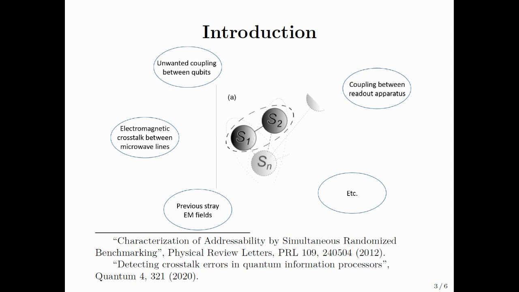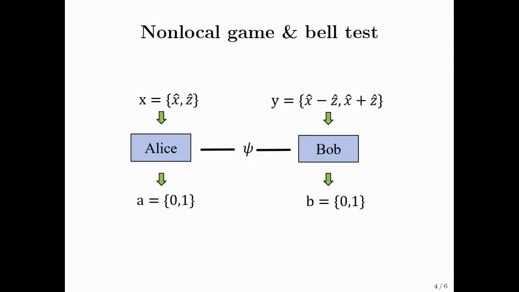A natural idea to test how strong the crosstalks are in a system is to perform some operations on one qubit and at the same time observe what happens to the other qubit. This happens to coincide with generic Bell tests. Here we chose the CHSH Bell test.